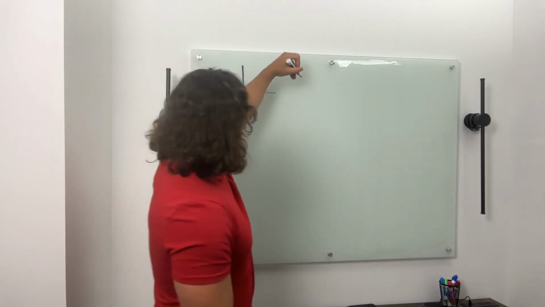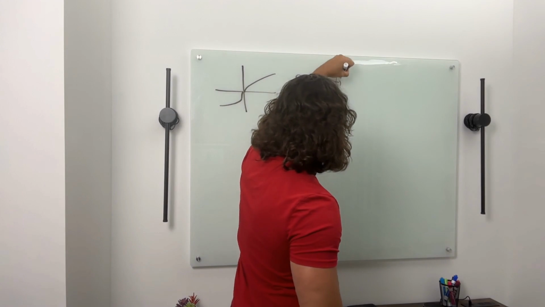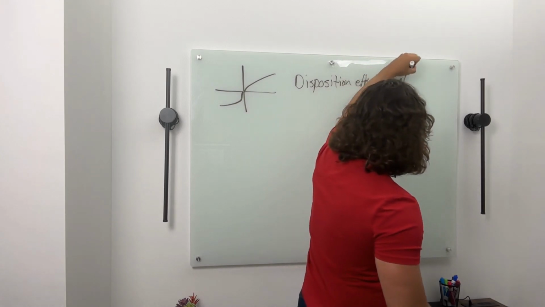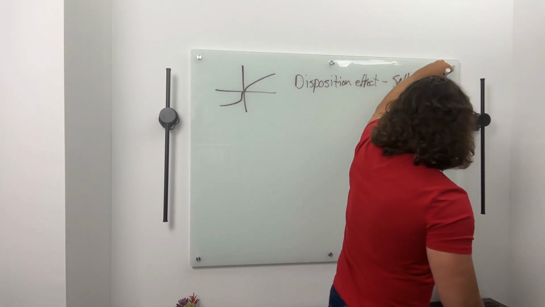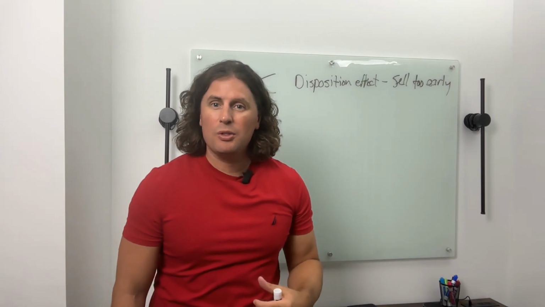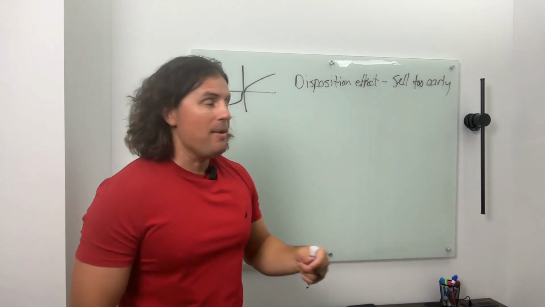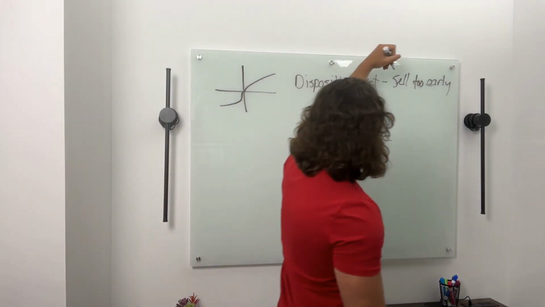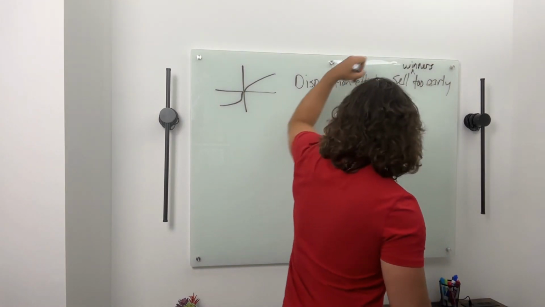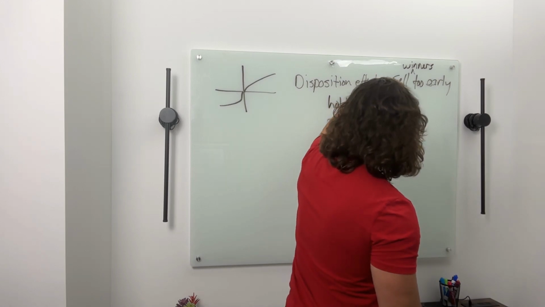Disposition effect is selling our winners too early, where we sell too early and we hold on to our losers too long. What are we doing? This is stocks. So whatever we buy, if it goes up, we sell our winners too early, and we hold our loser stocks too long.